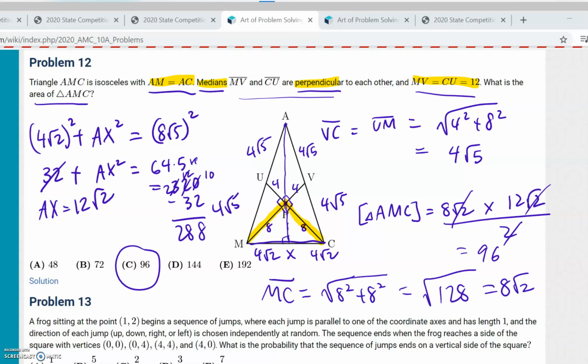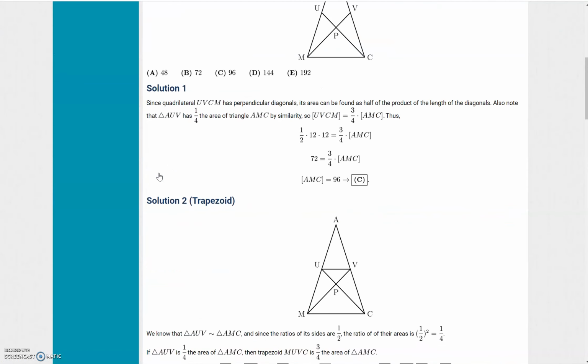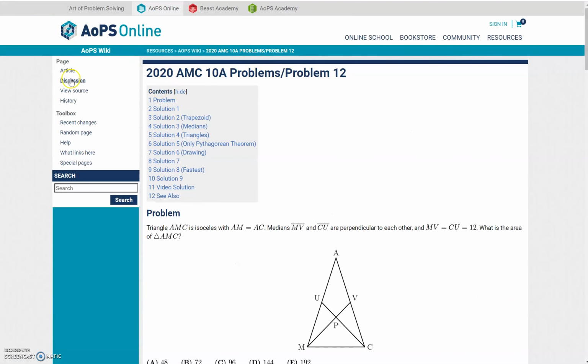All right, that's pretty awesome. Let's check our answer. Okay, here's problem 12. We have choice C here. Let's see if it's right. And yes, choice C is correct. That's awesome. All right, let's do one more problem, shall we?